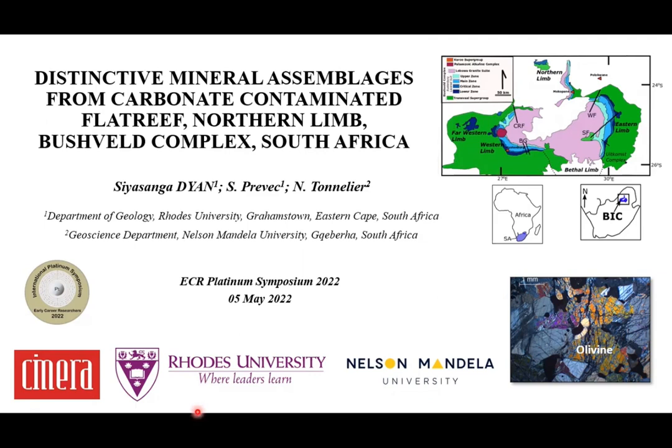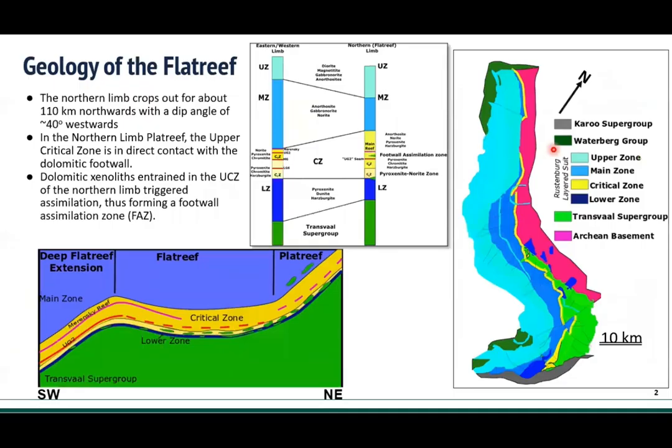So today I'll be sharing with you the topic on distinctive mineral assemblages that are present in the carbonate-contaminated Flatreef in the Northern Limb of the Bushveld Complex in South Africa. So I really hope you enjoy my talk.